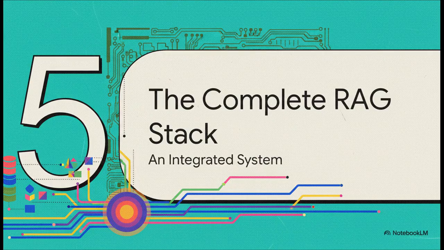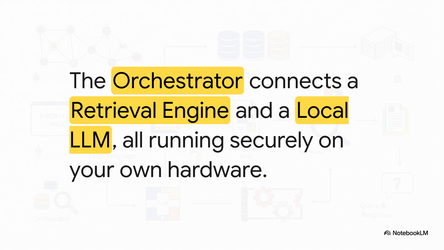All right, we've looked at all the individual components. We've seen the pipeline, the orchestrator, the retrieval engine, and the local LLM. Now, let's bring them all together and see the complete integrated architecture of a modern self-hosted RAG stack. Okay, let's trace the complete data flow here. A user prompt comes in and it hits the orchestrator. The orchestrator immediately pings the retrieval engine, telling it to search the vector database, which is just a specialized database that stores our documents in a way that's easy to search by meaning.